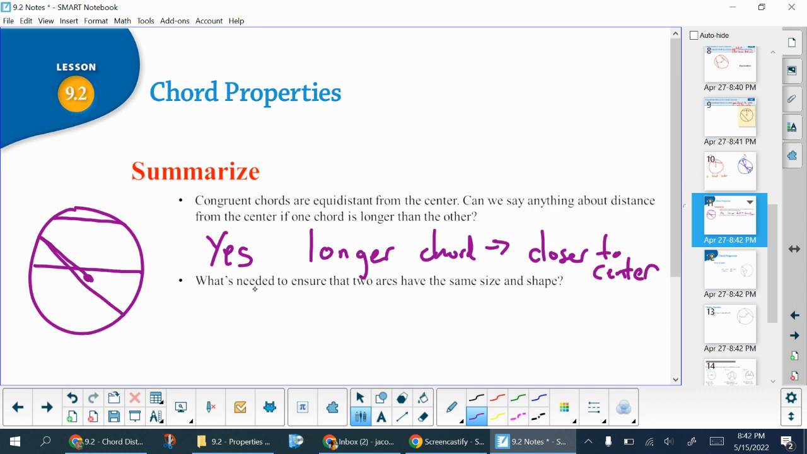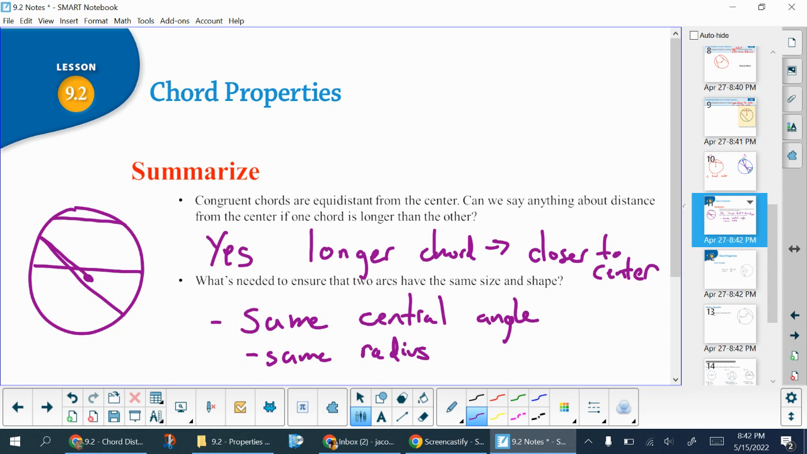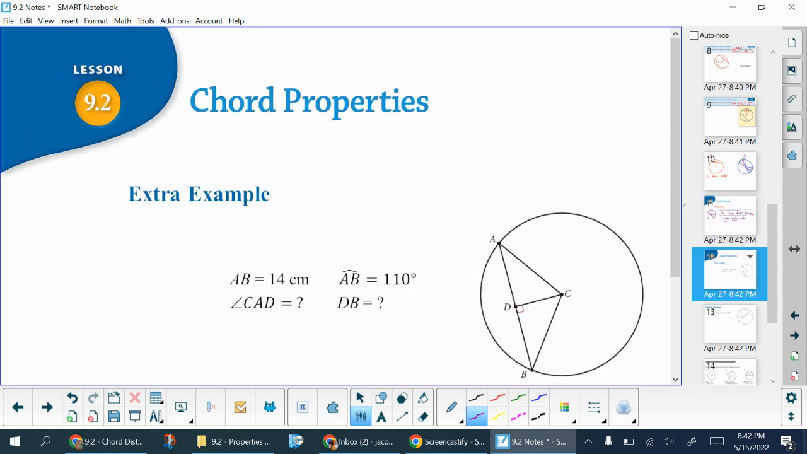And then the second one here, what is needed to ensure that two arcs have the same size and shape? They could have the same central angle. And then you'd also have to have the same radius. If they were in the same circle, you wouldn't need the same radius. But if they're in two different circles, they would need to be the same size circle and the same central angle.